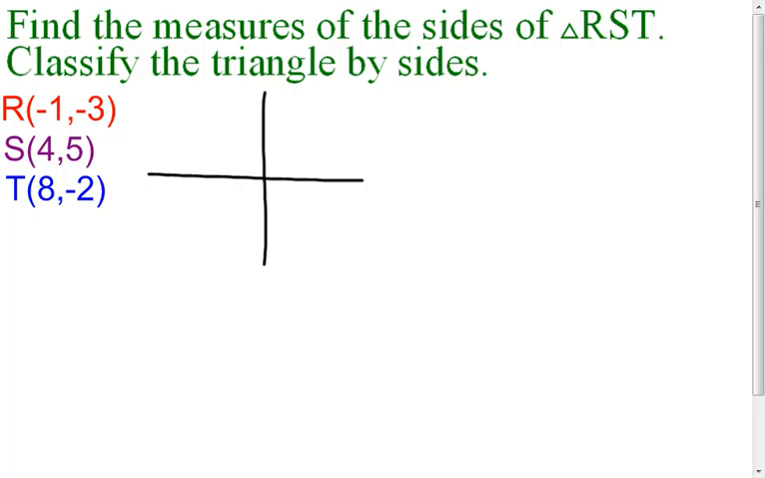Point R is at (-1, -3), which would be approximately there. Point S is going to be at (4, 5), so I'm going to go over 4, up 5. That's going to be about here. And then point T is at (8, -2). I'm going to call it right there. And I want to now figure out what kind of triangle do I have.